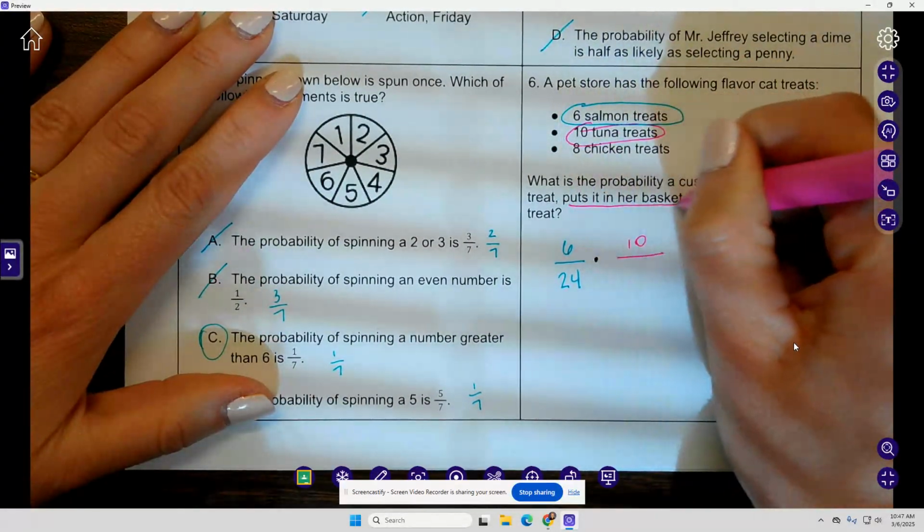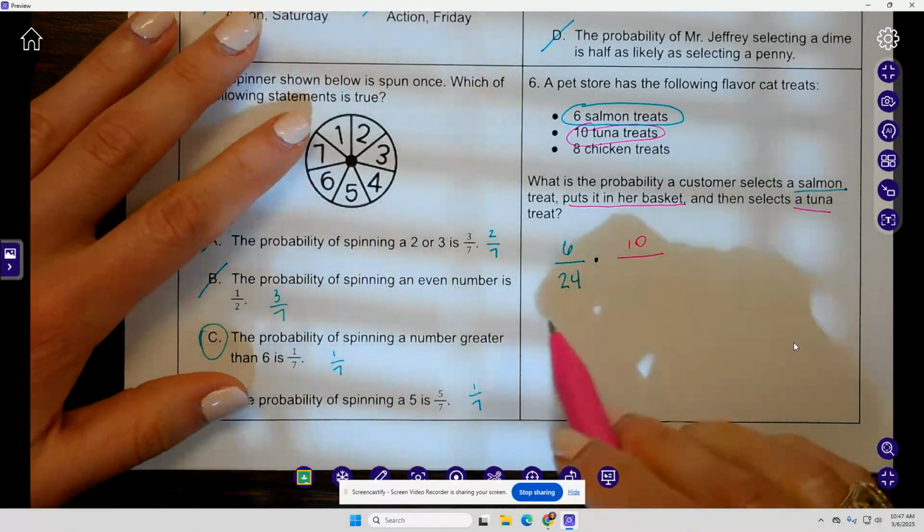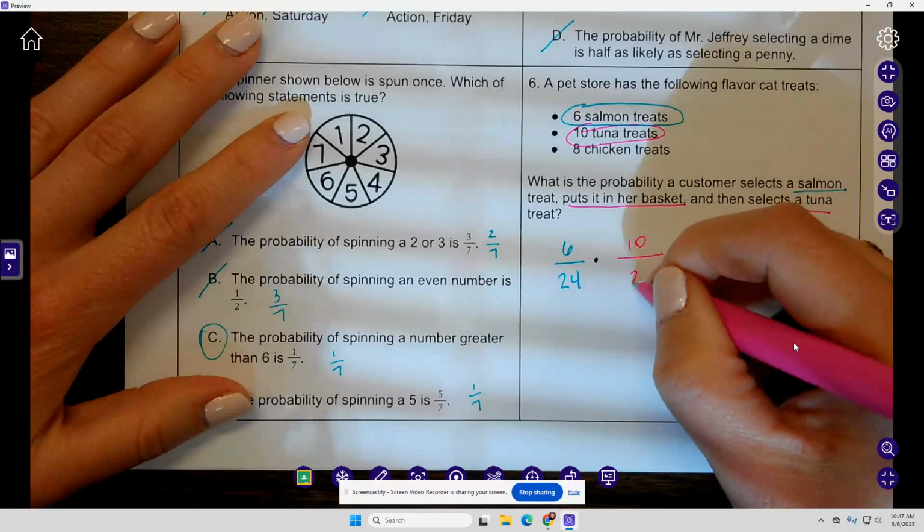But this is important right here. It puts it in her basket, which means she doesn't replace it, which means I go from 24 to 23.